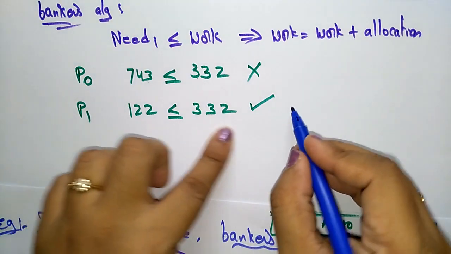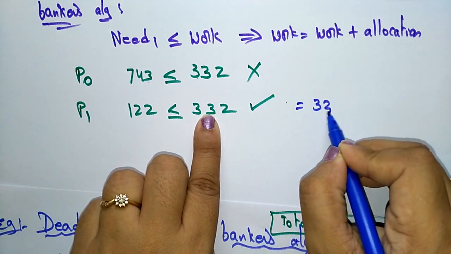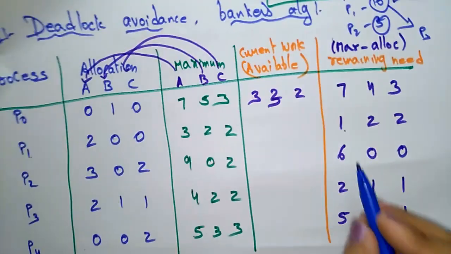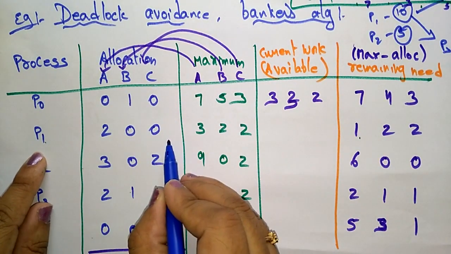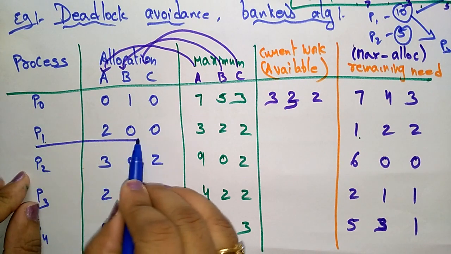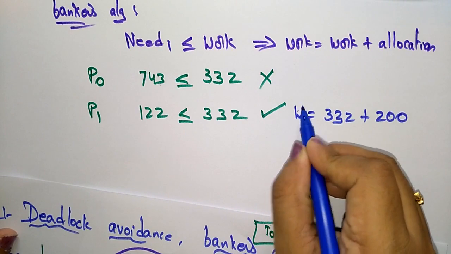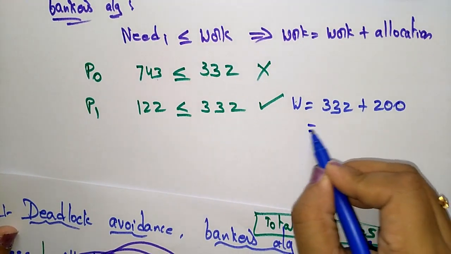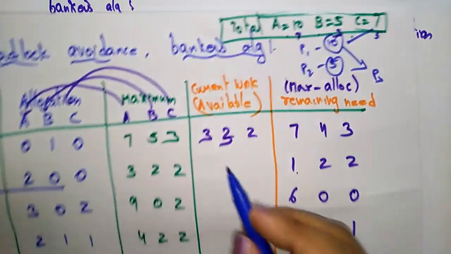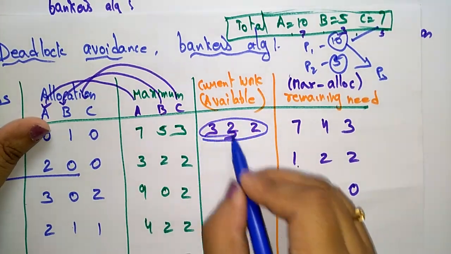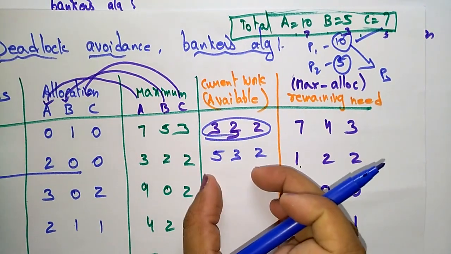Whenever the condition is satisfied, we have to calculate the work. That is 332 plus, what is the allocation for this P1? The allocation for P1 is 200. So we have to add that. So the work is equal to 332 plus 200, we will get 532. So now update this with 532. Now the current work available is 532.